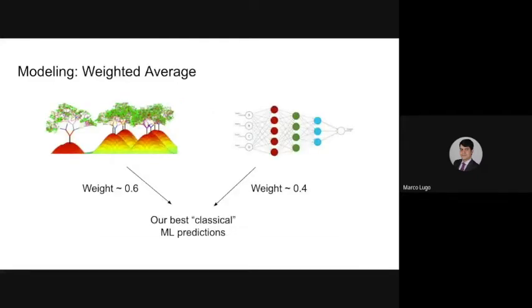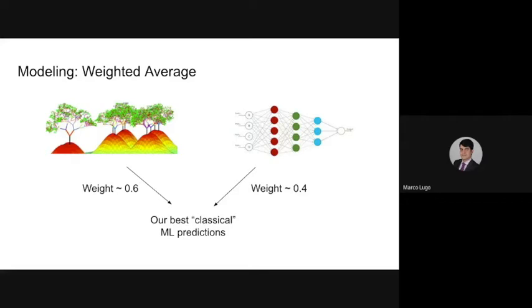Now, for the final ensemble, at some point we tried stacking models and other things, but we figured out what worked best for us was a weighted average, where the gradient boosted decision trees accounted for roughly 60% of the prediction and the neural network accounted for the rest.